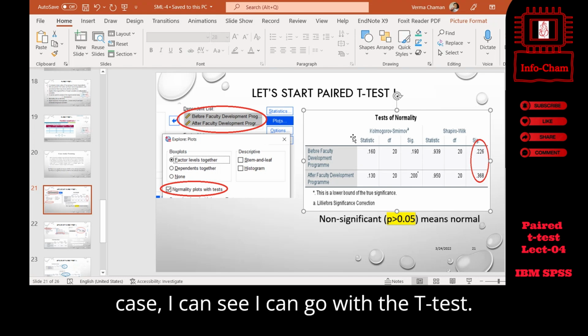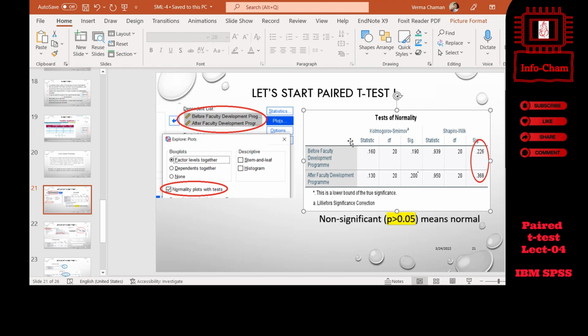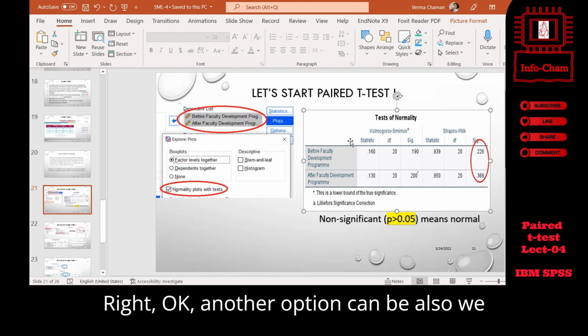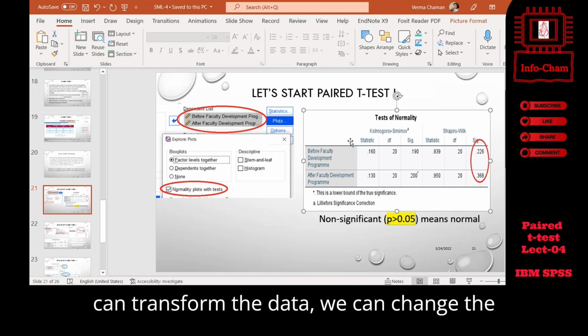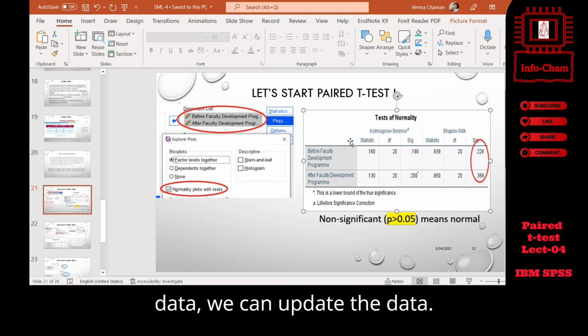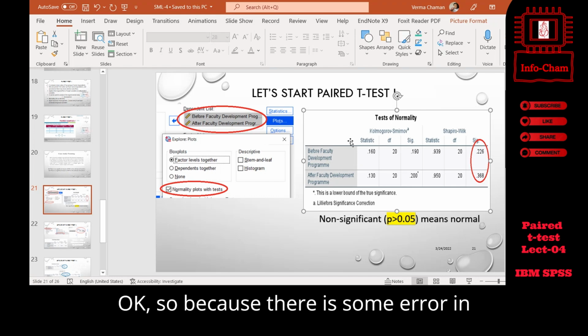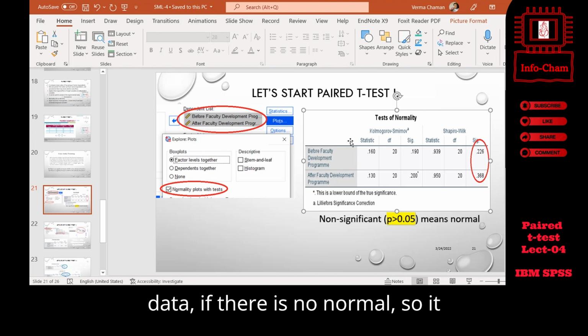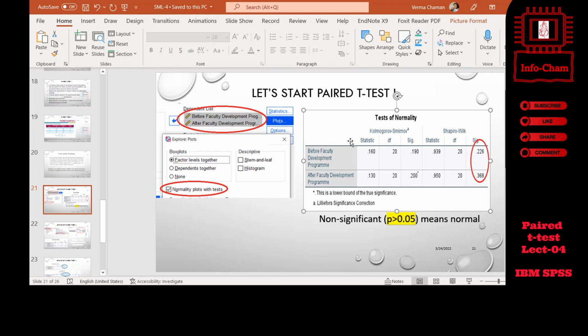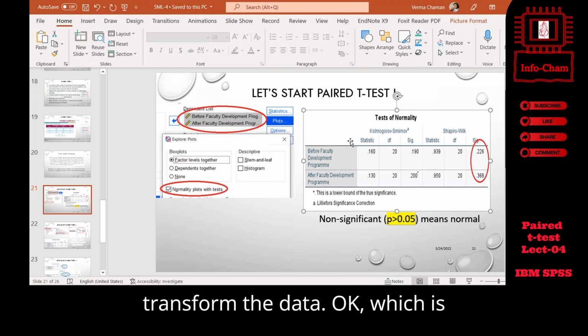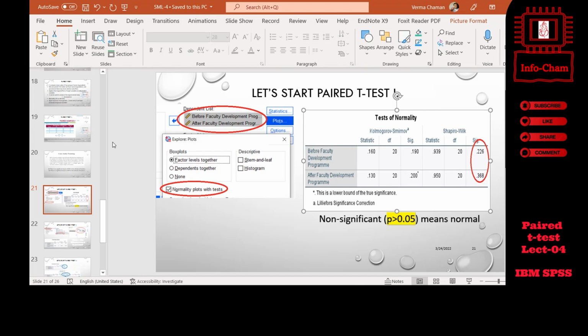In that case, I can go with the t-test, right? Another option is that we can transform the data. We can change the data. We can update the data. Because there is some error in the data, if it is not normal, we can transform it. Maybe after finishing this, I will tell you how to transform the data, which is important.